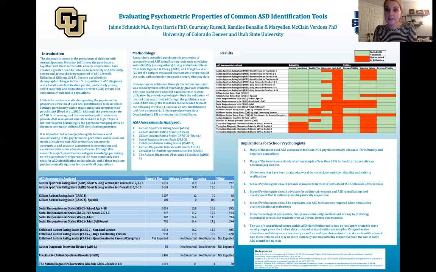So now looking at how we did this. How did we do this systematic review of these ASD tools? We first started by creating a protocol for evaluating these assessments. What were we looking for? We looked at reliability, validity, and demographics of the standardization sample. We completed a literature review on other research that completed a systematic review on these areas.